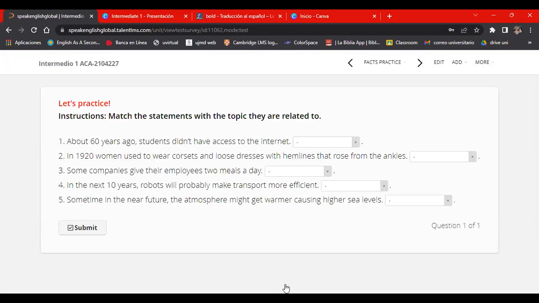Read the instructions, Jessie, please. Match the statements with the topic they are related to. Very good. So basically we have the opposite here of what we just did. We have the sentences and we have to match the topic. Individual work, let's do it, please.